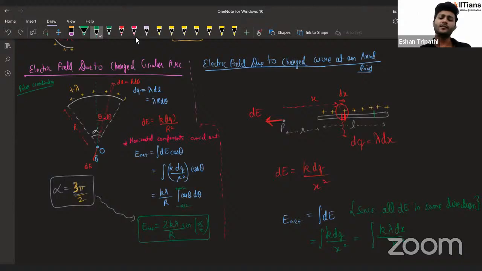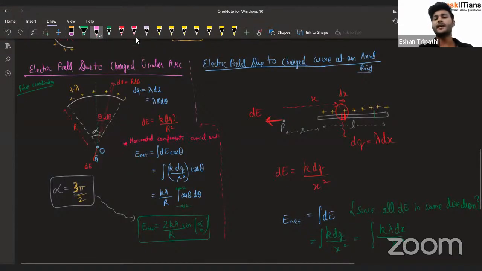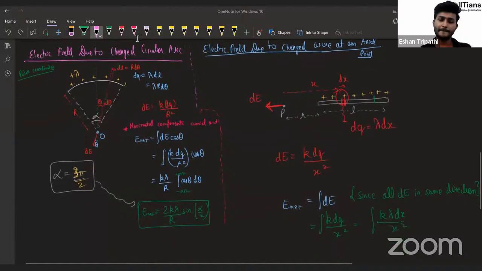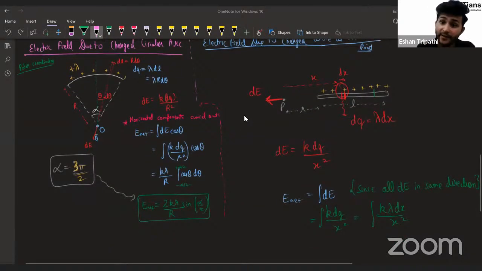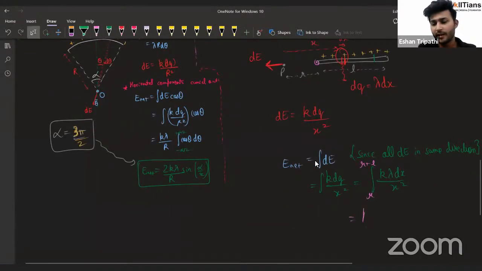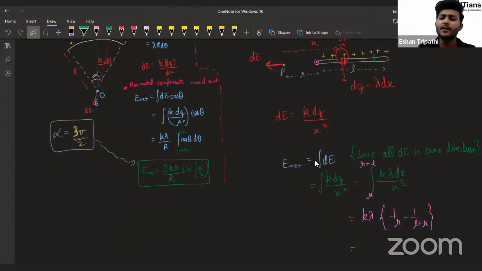What will be the limits of integration for this? From where to where does x vary? The closest point's distance is r. The farthest one is L plus R. So yes, it's going to be R to L plus R, as you have written in the chart also, correct? So it's going to be k lambda times 1 by R minus 1 by L plus R. So you get the answer: k lambda L upon R into R plus L. That's the net electric field.